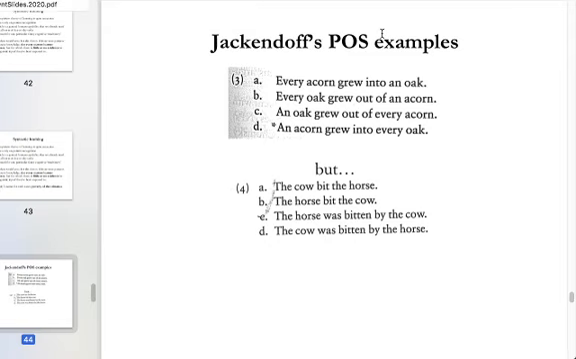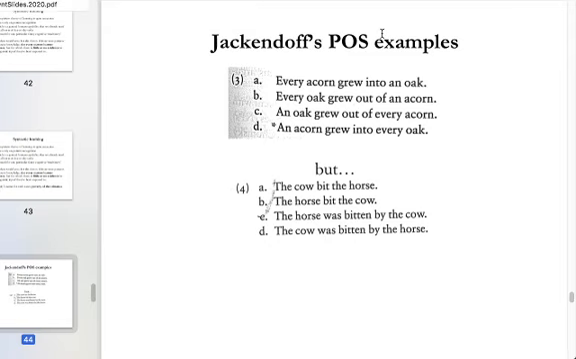And this is no problem in English. It's no problem to get this reading. Perfectly good way of saying this in English. So it looks like sometimes we're allowed to have what's called inverse scope, right? Where the object quantifier takes wider scope than the subject one.